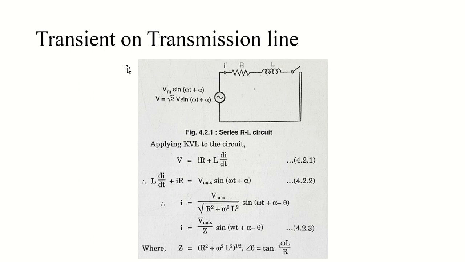It will be I into R. What will be voltage across inductor? L di by dt, right? And the total voltage will be V, and V will be equal to IR plus L di by dt.